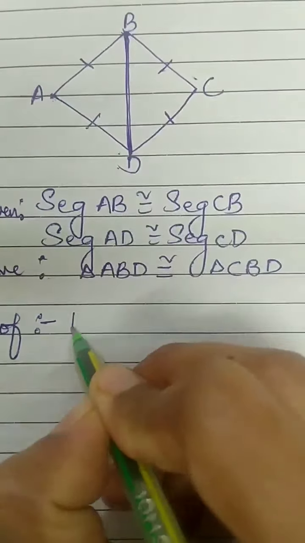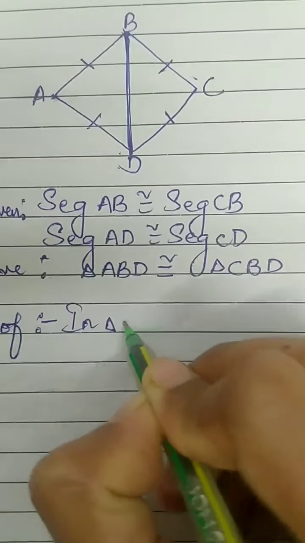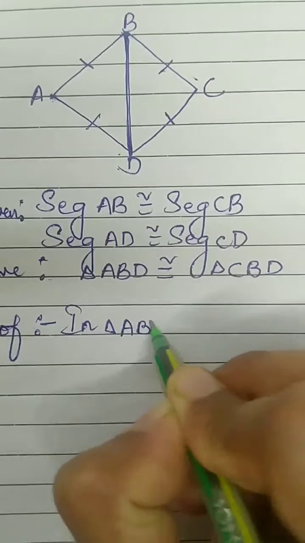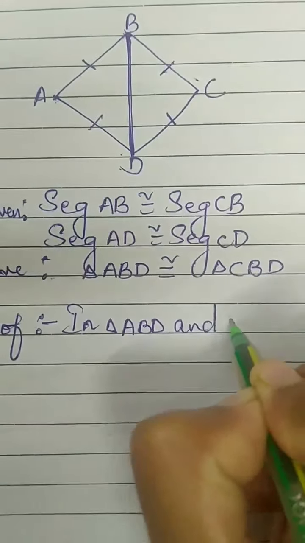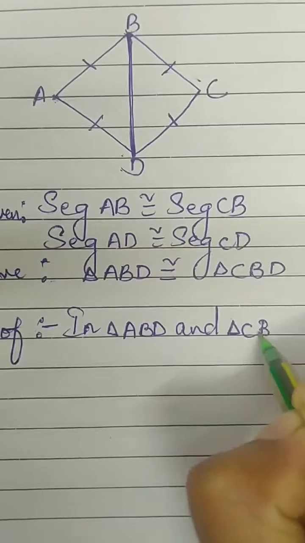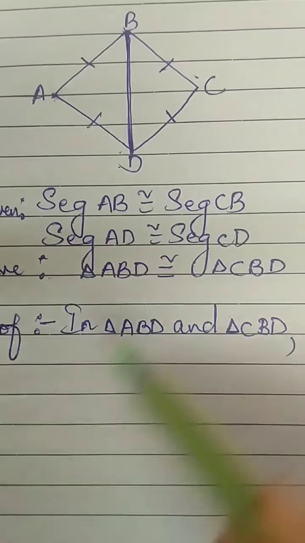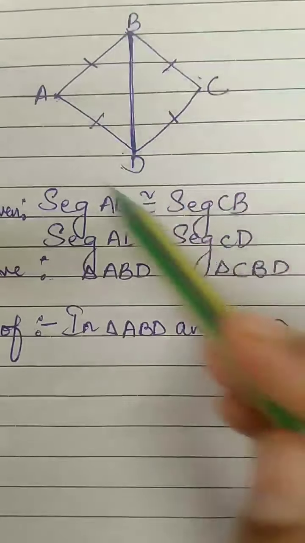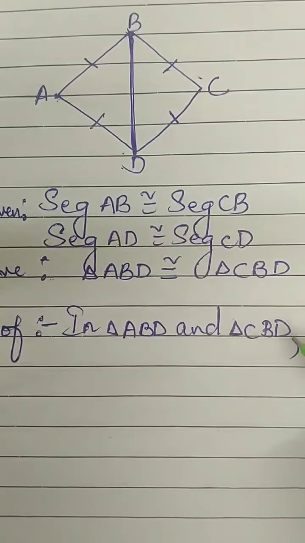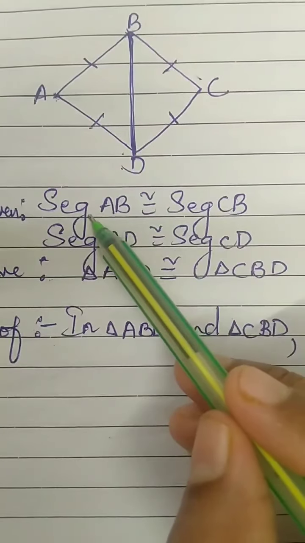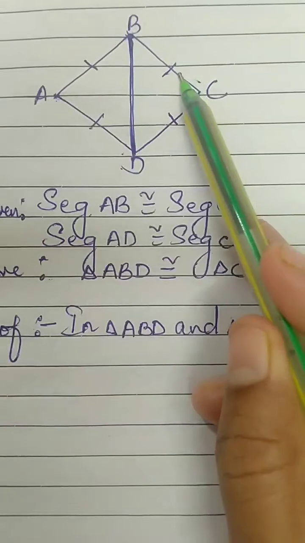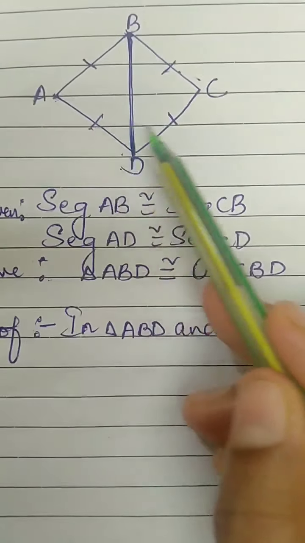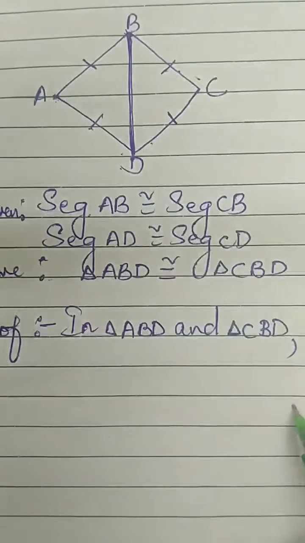Okay. So, let's start. In triangle ABD and triangle CBD. Now, you don't need my help to do this. Remaining steps I'll dictate. You have to complete it. As you can see, in triangle ABD and triangle CBD, you will write segment AB congruent to segment CB. Segment AD congruent to segment CD, given.